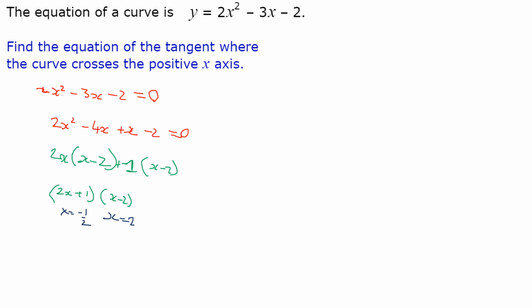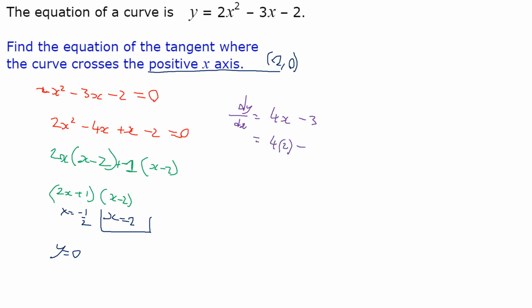For this one, they ask us specifically for the positive x-axis, so x is equal to 2. Now, because this is on the x-axis, y is going to be equal to 0, okay? So therefore, the point they're asking us for is 2, 0. Now what we need to do is find the gradient at 2, 0. So dy by dx is going to be 4x minus 3, which is just 4 times 2 minus 3, which is 5. So the gradient is 5.